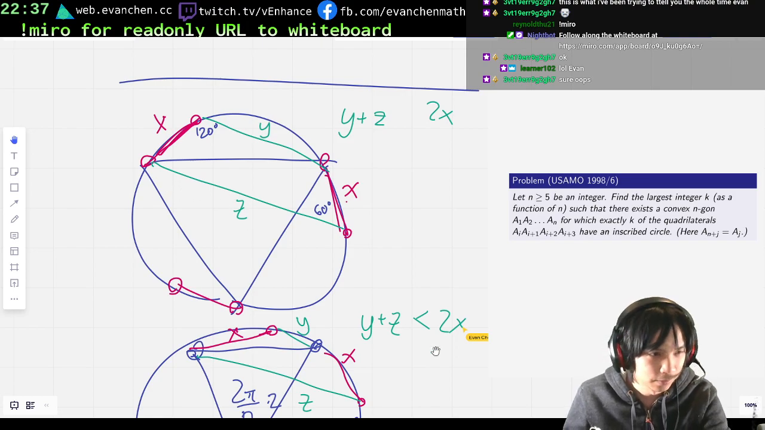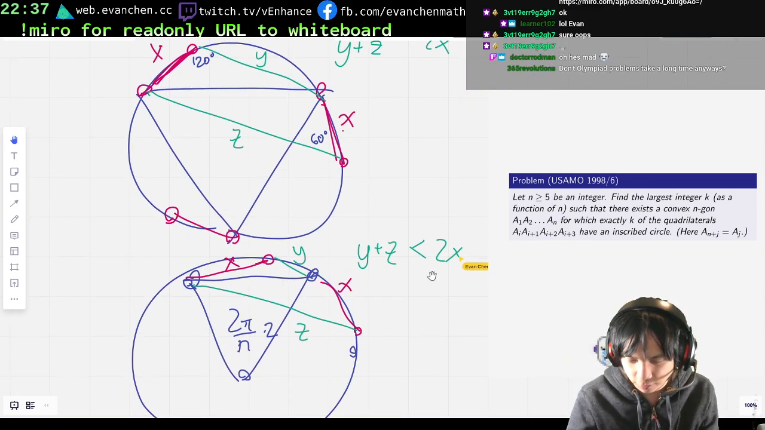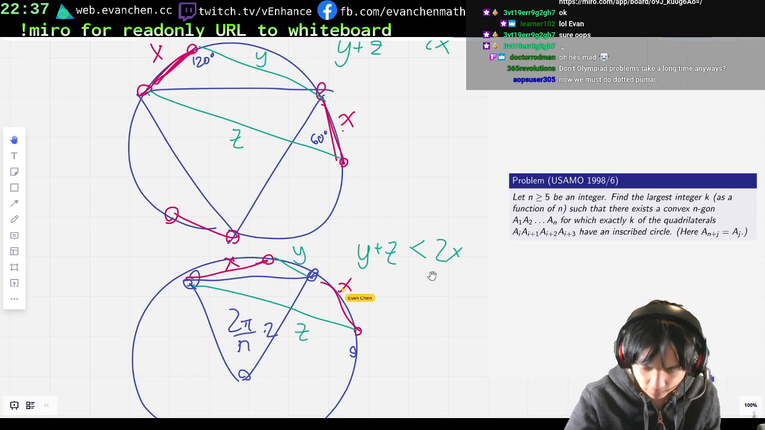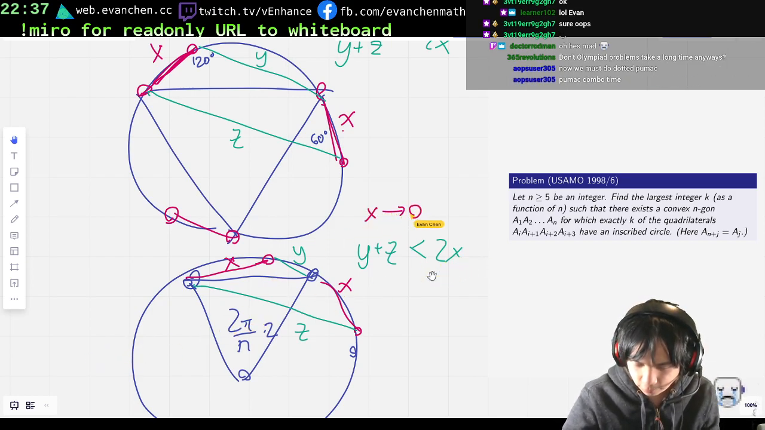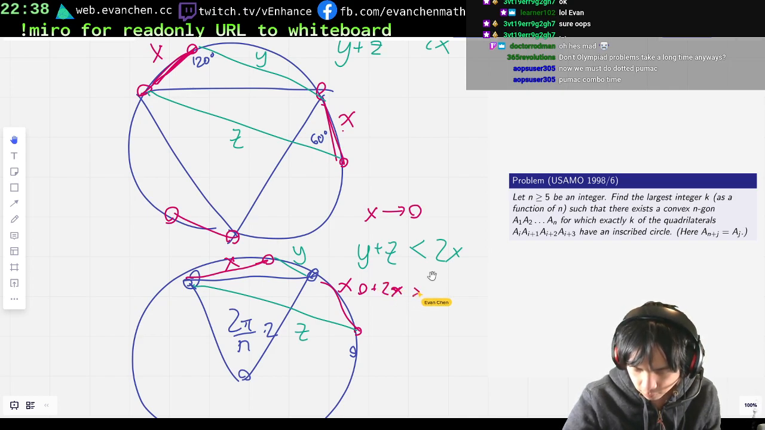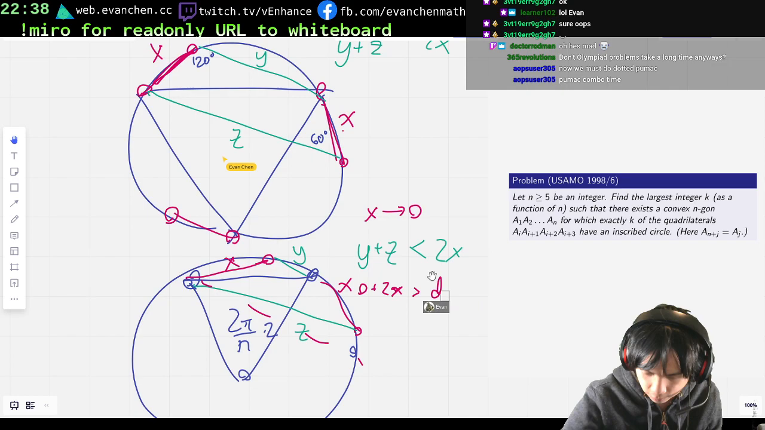Okay, anyways. If x is here, let's see. So x is non-negative. As x goes to 0, the sign goes one way. If I push x all the way, then it's like 0 plus 2x is greater than whatever this length is. Dotted. This W. Yeah.